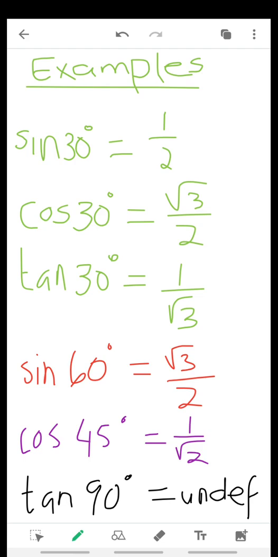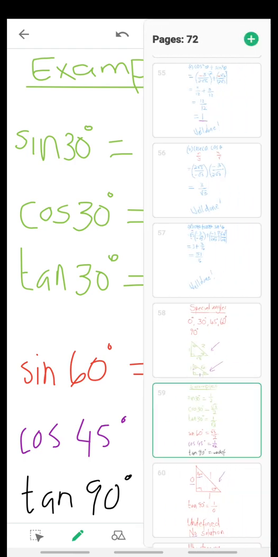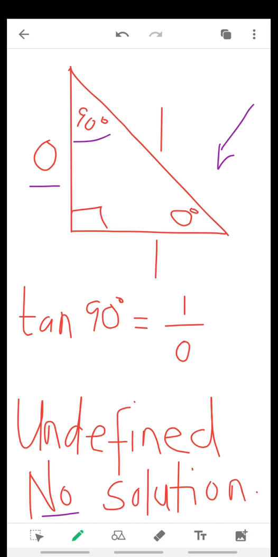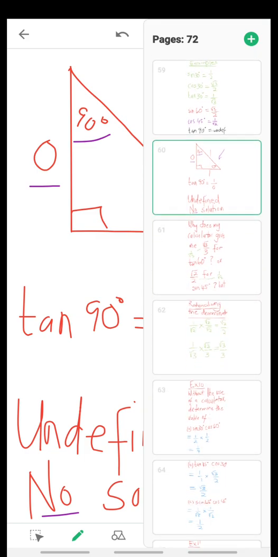And then cos 45 degrees is 1 over root 2, and tan 90 degrees is undefined, and we have used this triangle particularly, which is the third special triangle. Please know these triangles by heart. They won't be given in the exam. You need to know them, memorize them, and be able to apply them.